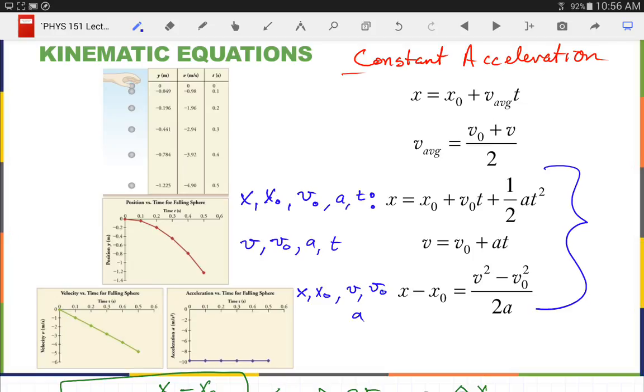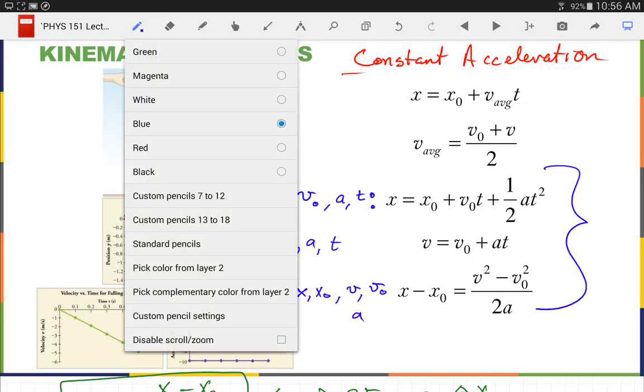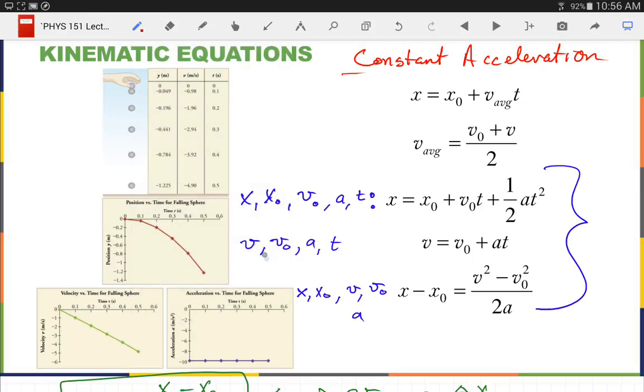When I look at these, the keys I look for are what variables are not present. So if you look at the second one, it has no position data. So if you're looking for a problem and it deals with time, acceleration, speed, but not position, that's probably the one you want to use because it's the one that has the variables you're looking for.